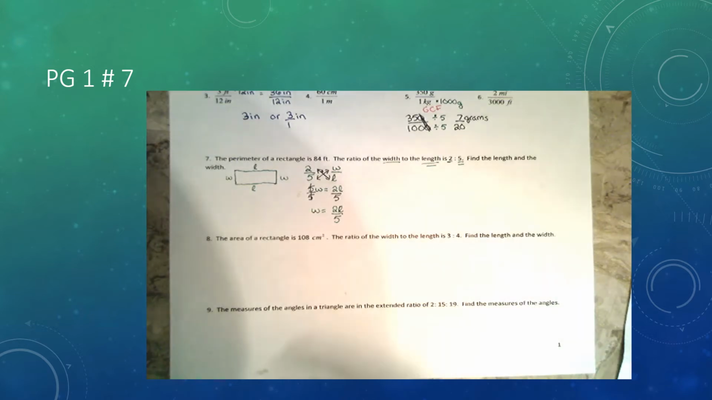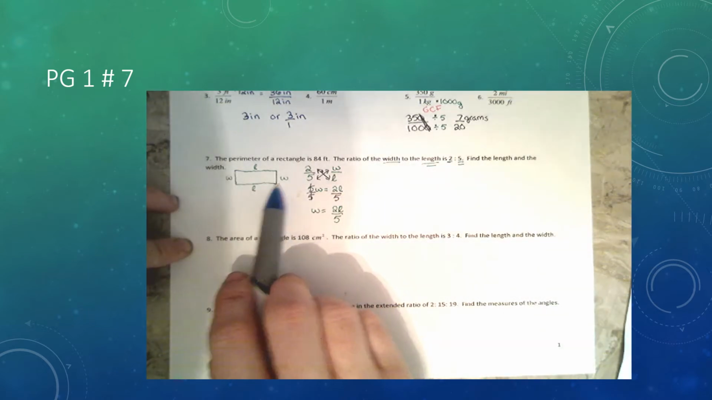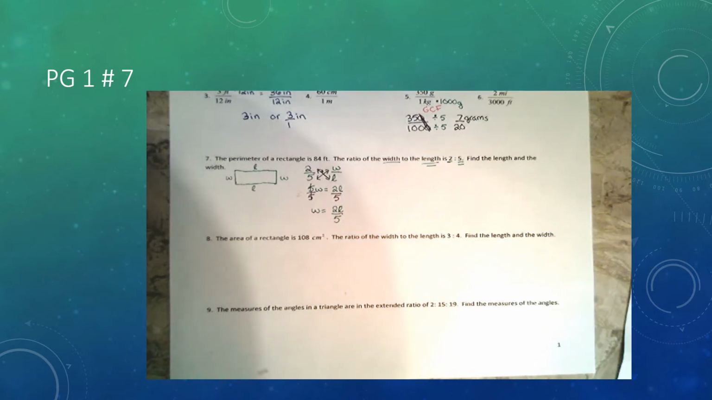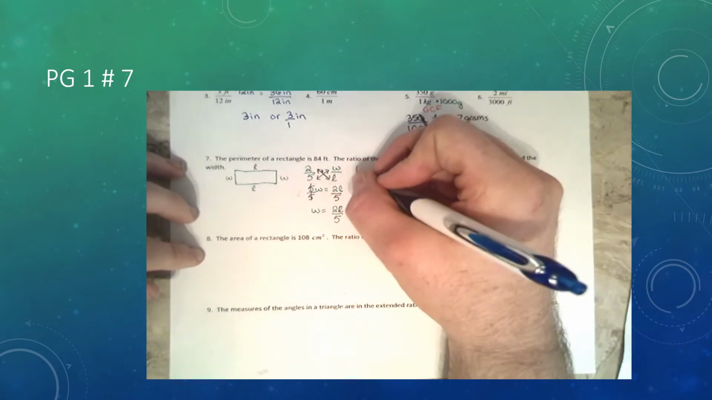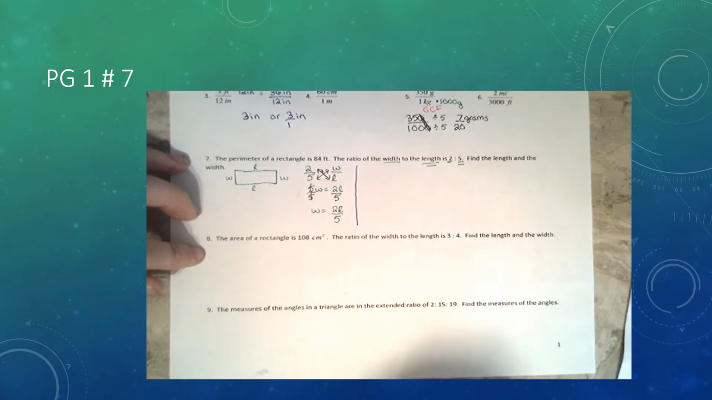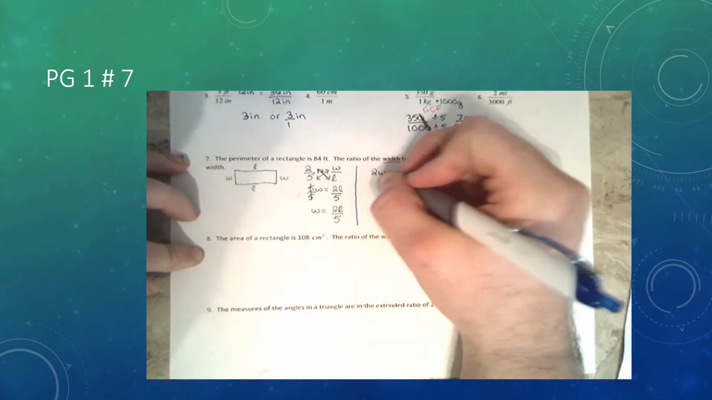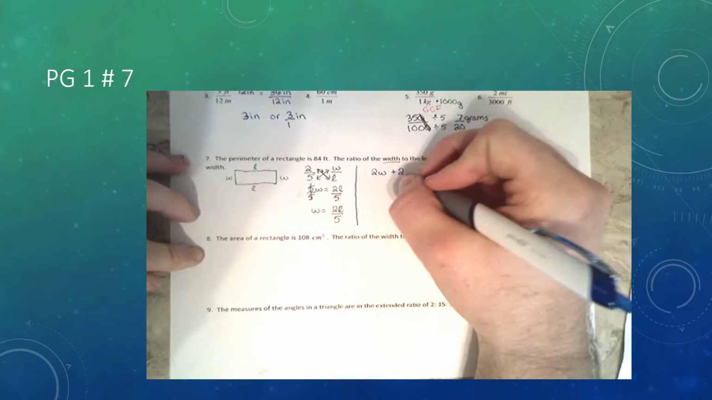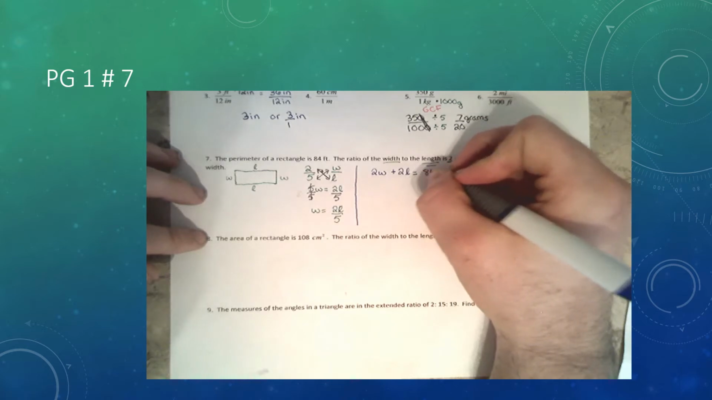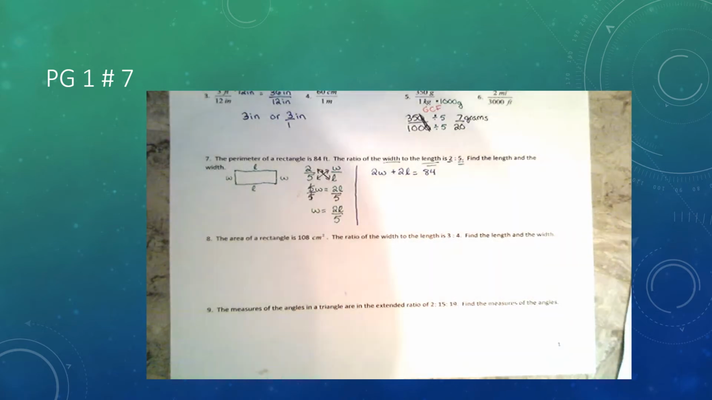Earlier in the beginning of the problem it says the perimeter of a rectangle is 84 feet. If you don't remember what perimeter is, that's when you are adding all the sides of a rectangle together to find your perimeter. In this case, all of them added together is going to equal 84. Well, there was also a formula for perimeter, and that is 2W plus 2L equals your perimeter. In this case, it's going to equal 84 because we already know what our perimeter has to equal.